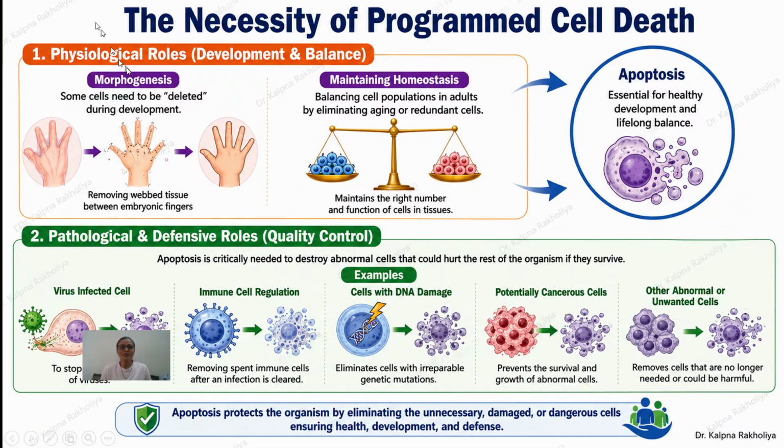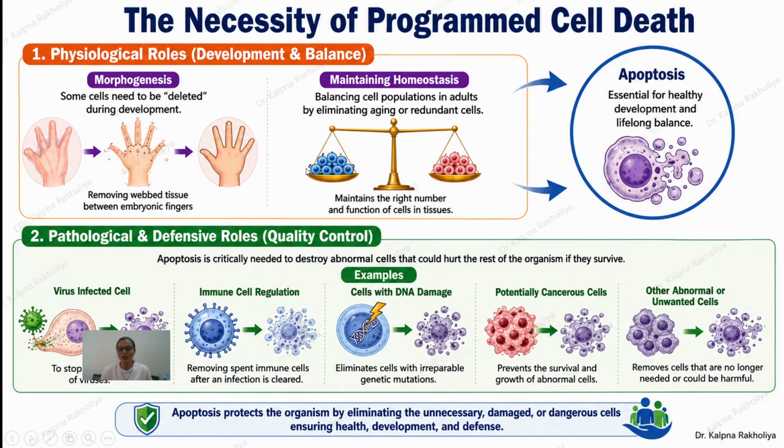In the physiological role, it plays a role in morphogenesis. Some cells need to be deleted during development. When we are in our mother's womb, our fingers, these digits, are not separated, but when we are born, the fingers are separated. It also maintains homeostasis. It balances the cell population in adults by eliminating aging or redundant cells.